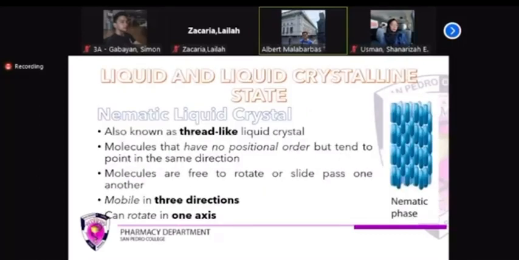Okay, so let's describe these three types of liquid crystals. First one, your nematic liquid crystal. It is also known as your thread-like liquid crystals. They are mobile in three directions and they can rotate in one axis. That's the important thing about them. Nematic.